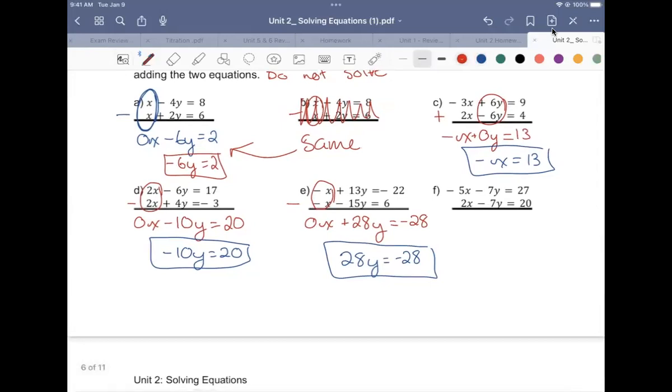And last example we have here, I can see 5 and 2 don't match up, but negative 7 and negative 7 do. Again, they're the same sign, so I'm going to subtract. Negative 5x minus 2x is going to give me negative 7x. Negative 7y minus negative 7y is going to give me 0y. And 27 minus 20 is going to give me 7. If I simplify that down, that goes away. Just going to write that on all my zeros. And I will get negative 7x is equal to 7.